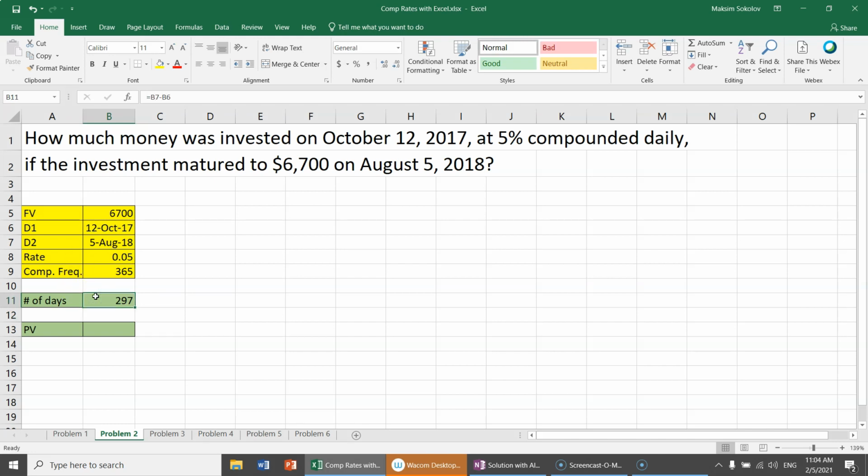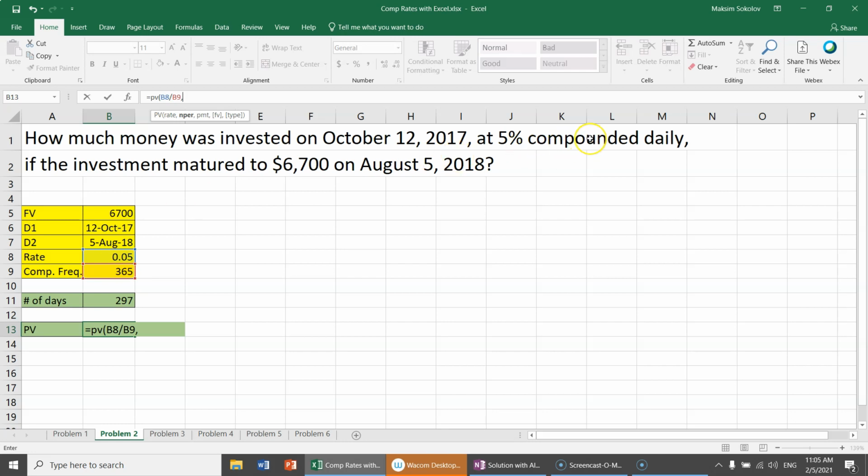We have 297 days between October 12, 2017 and August 5, 2018. The present value is found in the following way now. We'll use the present value formula, and the present value formula in Excel again calls for the rate. The rate is the periodic rate, so we'll need to find the periodic rate, which is B8 divided by the number of periods, which is B9.